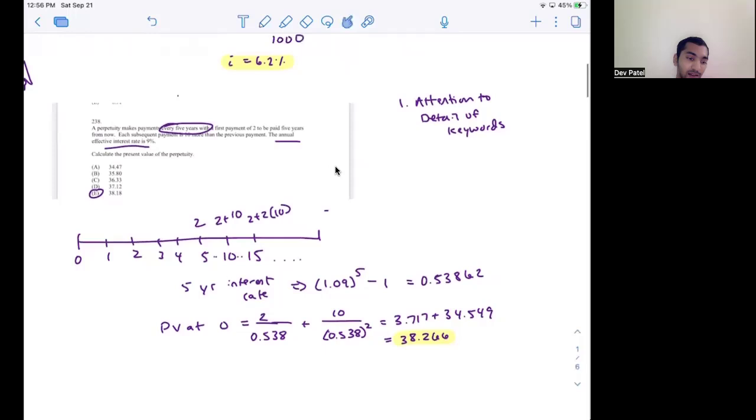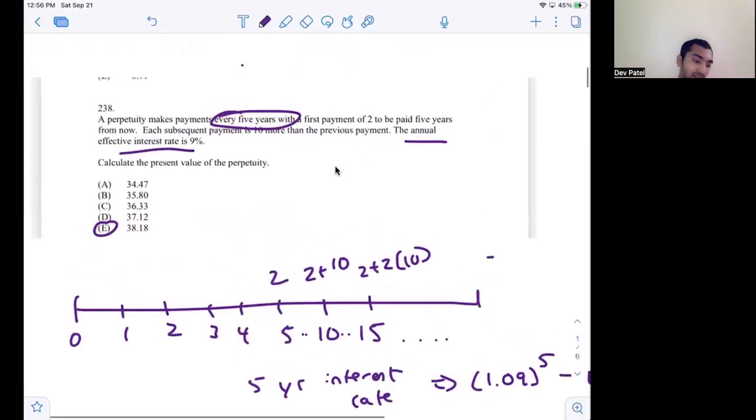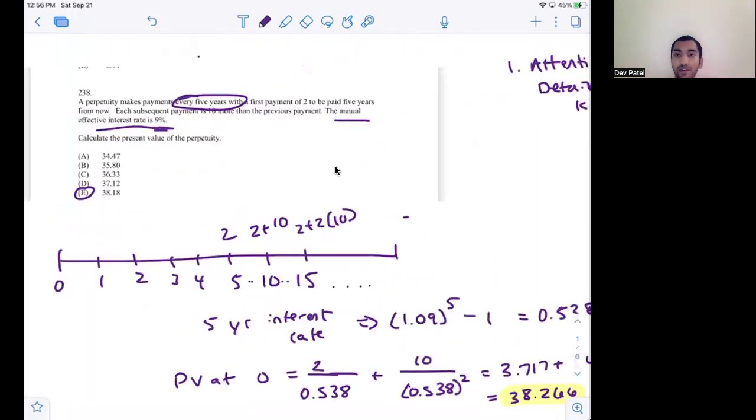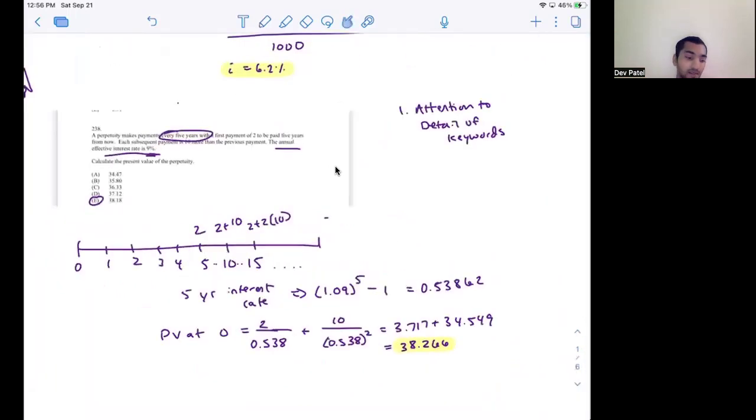So the key concept to learn here is you really want to pay attention to the details of keywords, right? If you're just using the effective annual interest rate of 9%, you're probably going to get a different answer. You have to go and redo the problem, reread the problem, so it's going to take a lot of time. So you really want to pay attention to these details. It says the payments are every 5 years, so you want to have a 5-year interest rate.